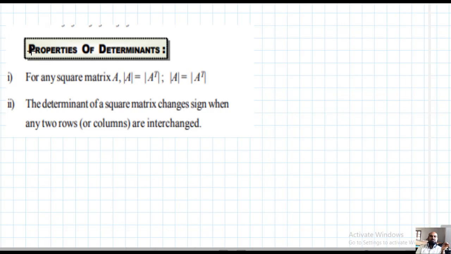So yesterday's class was about properties of determinants. These are the properties. First property: for any square matrix A, determinant of A is the same as determinant of A transpose. Second property: the determinant of a square matrix changes sign when any two rows or columns are interchanged.